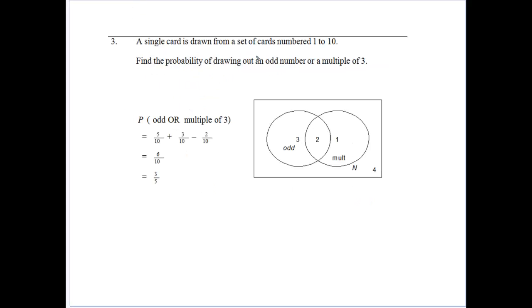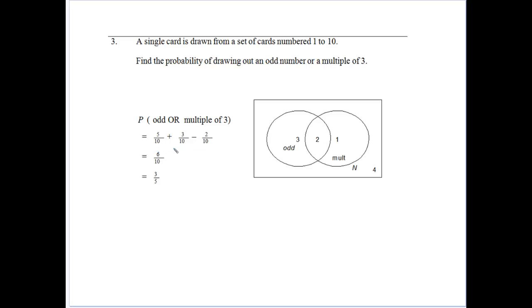Here's one where we looked at something similar to what we did before, but this time with a Venn diagram. Find the probability out of 10 cards of getting an odd number or a multiple of 3. So an odd, or a multiple of 3. Well, what have we got? There's 4 that fit into neither of these sets, but there's 2 that fit into both, 3 that are just odd, and 1 that's just a multiple of 3.